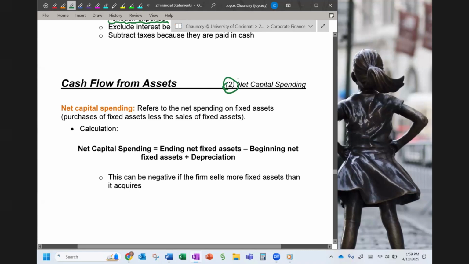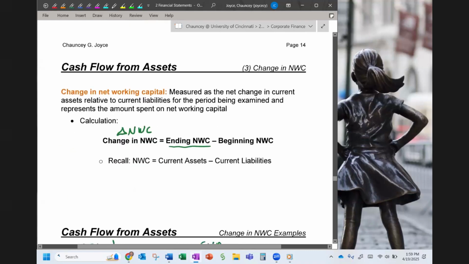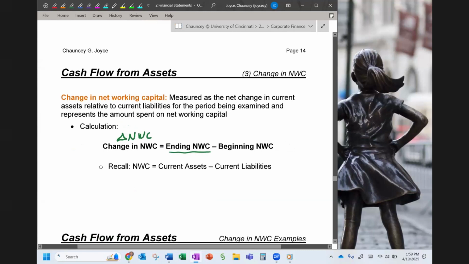And lastly would be change in net working capital. Recall net working capital is your current assets less your current liabilities. So you'd have to do this twice, once for the ending period and once for the beginning period. So you have your ending less your beginning net working capital. That will equal your change in net working capital. Sometimes I just write delta NWC for change in net working capital.